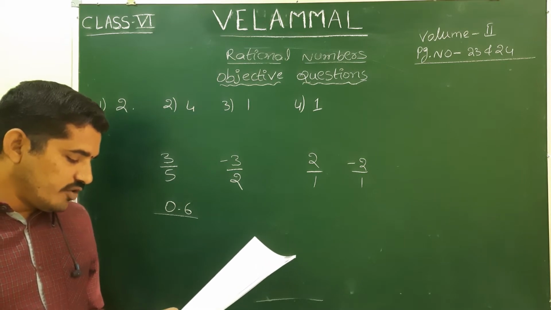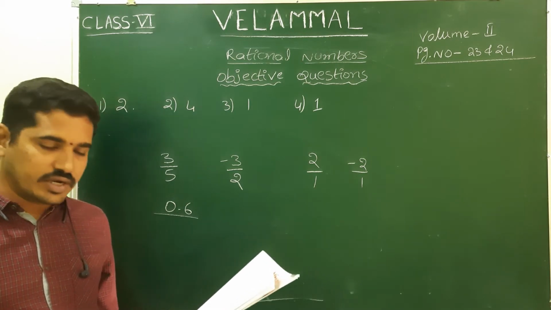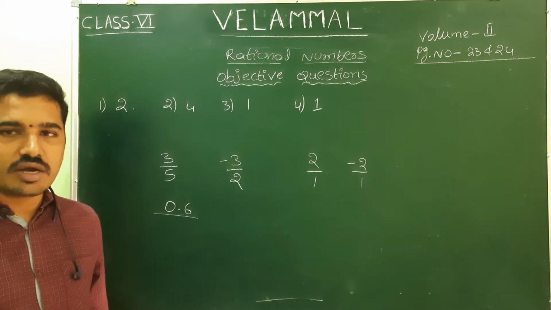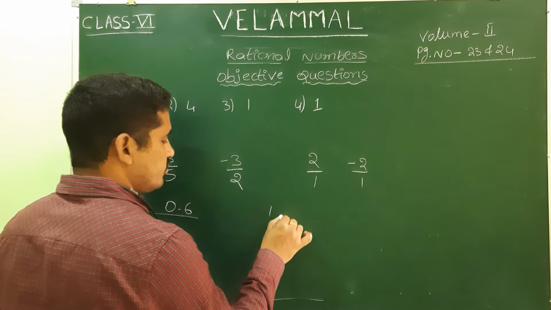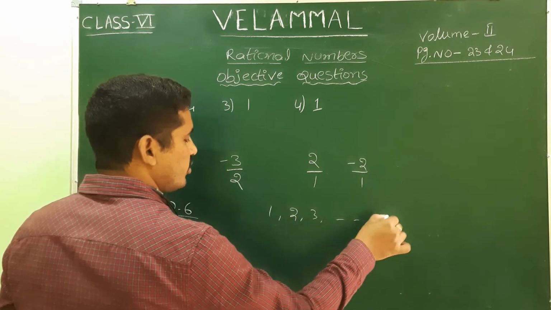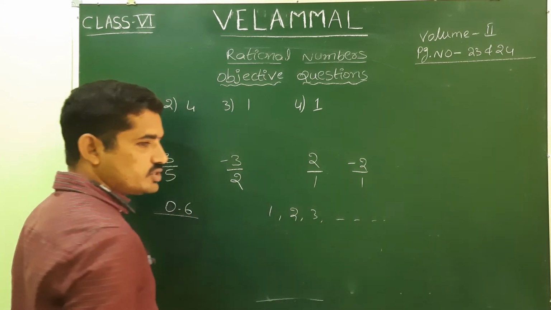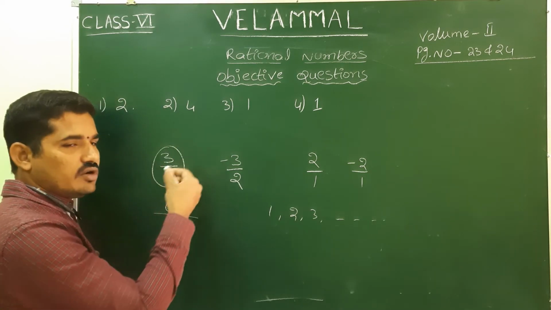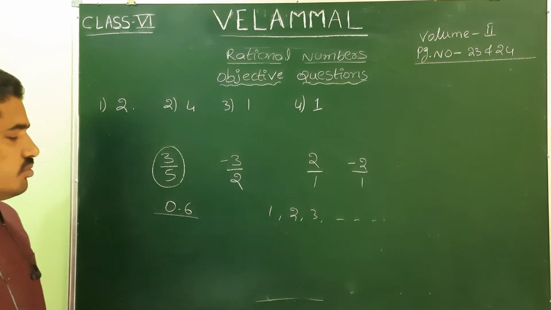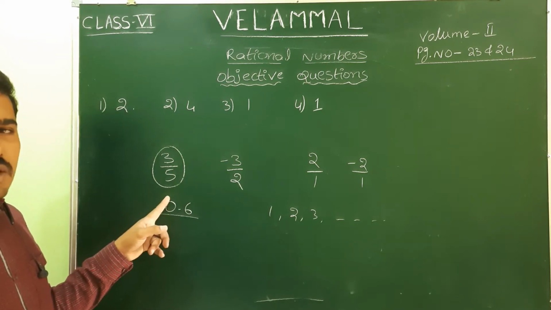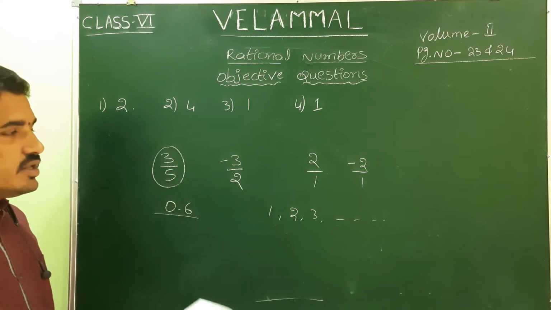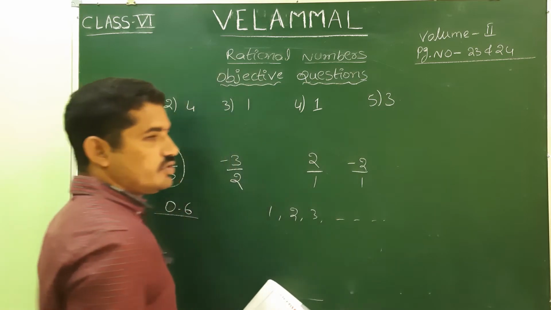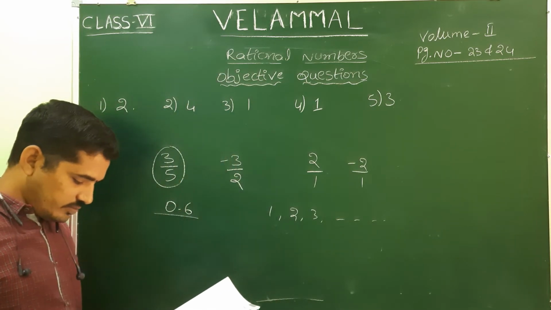And fourth one, every natural number is a rational number. It is true. But a rational number need not be a natural number. Correct only. Every natural number, see, 1, 2, 3, and so on, whatever we take, these all are rational numbers only. But a rational number need not be a natural number. So statement 3 we got as the false statement.